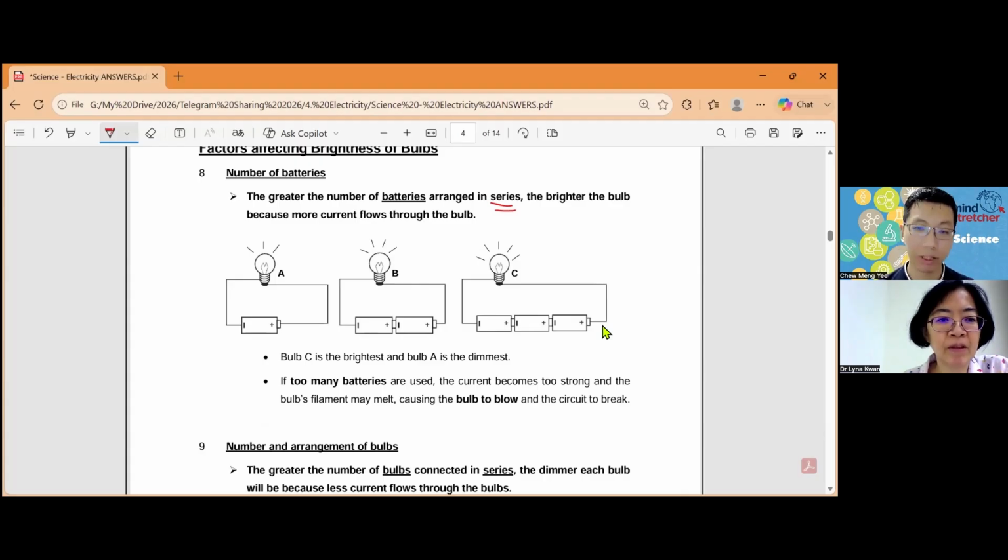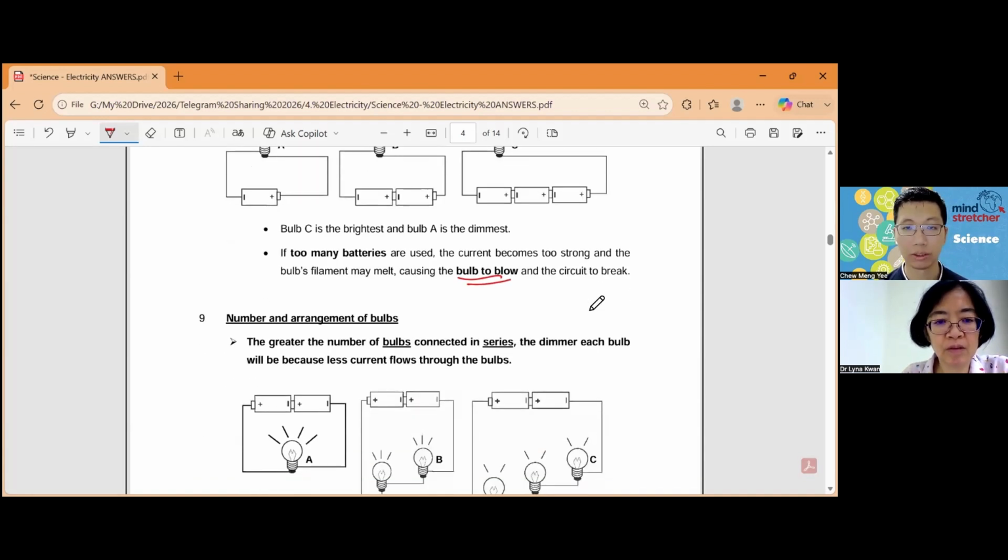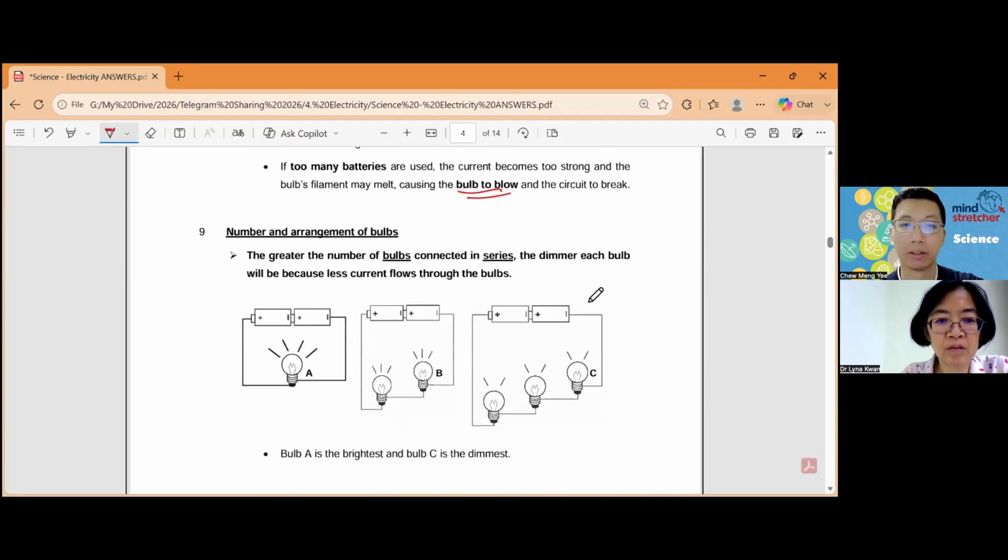But if we have too many batteries, then of course too much current causes the filament of the bulb to melt. And therefore we say that the bulb has blown or is fused. So no current can flow through and the light bulb will not light up. All right?